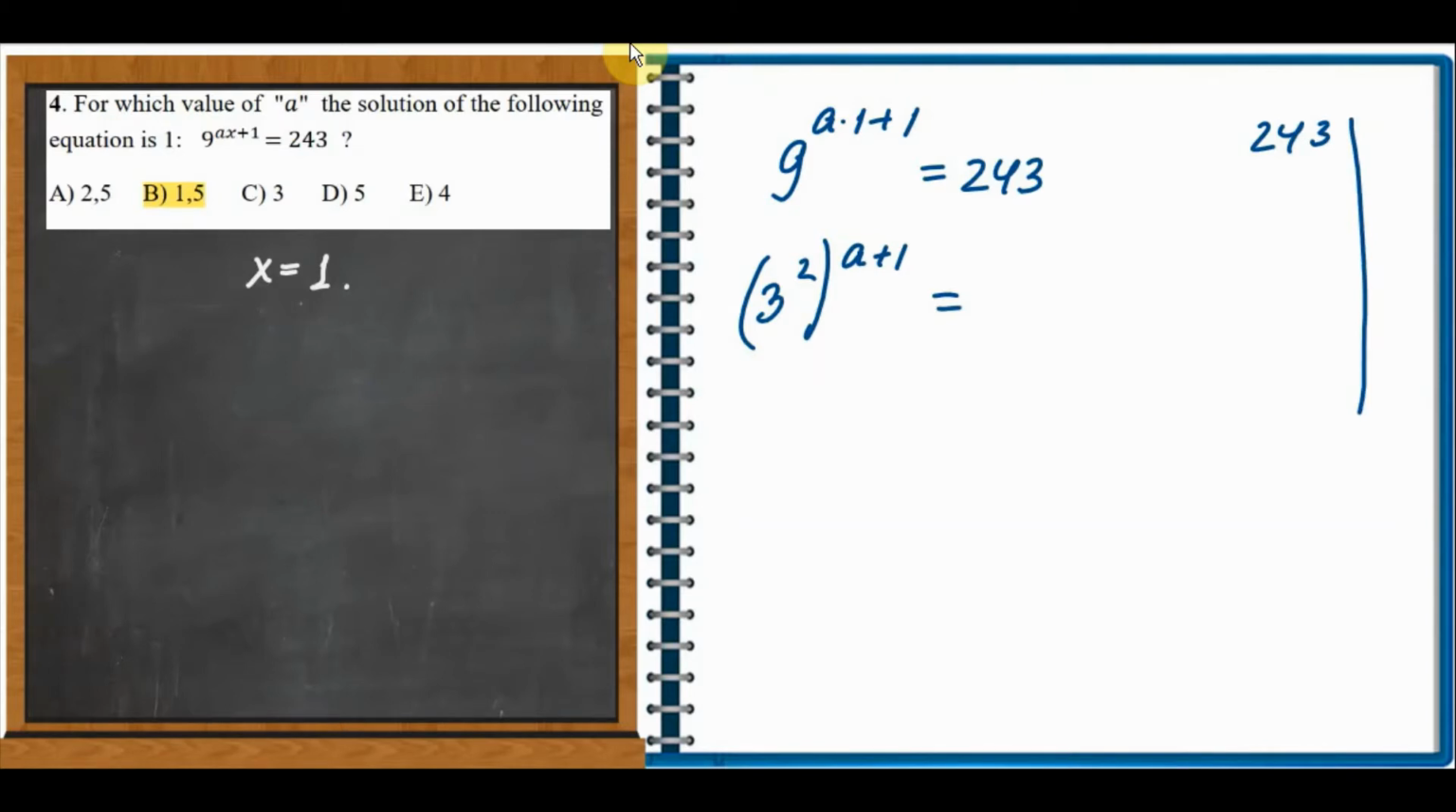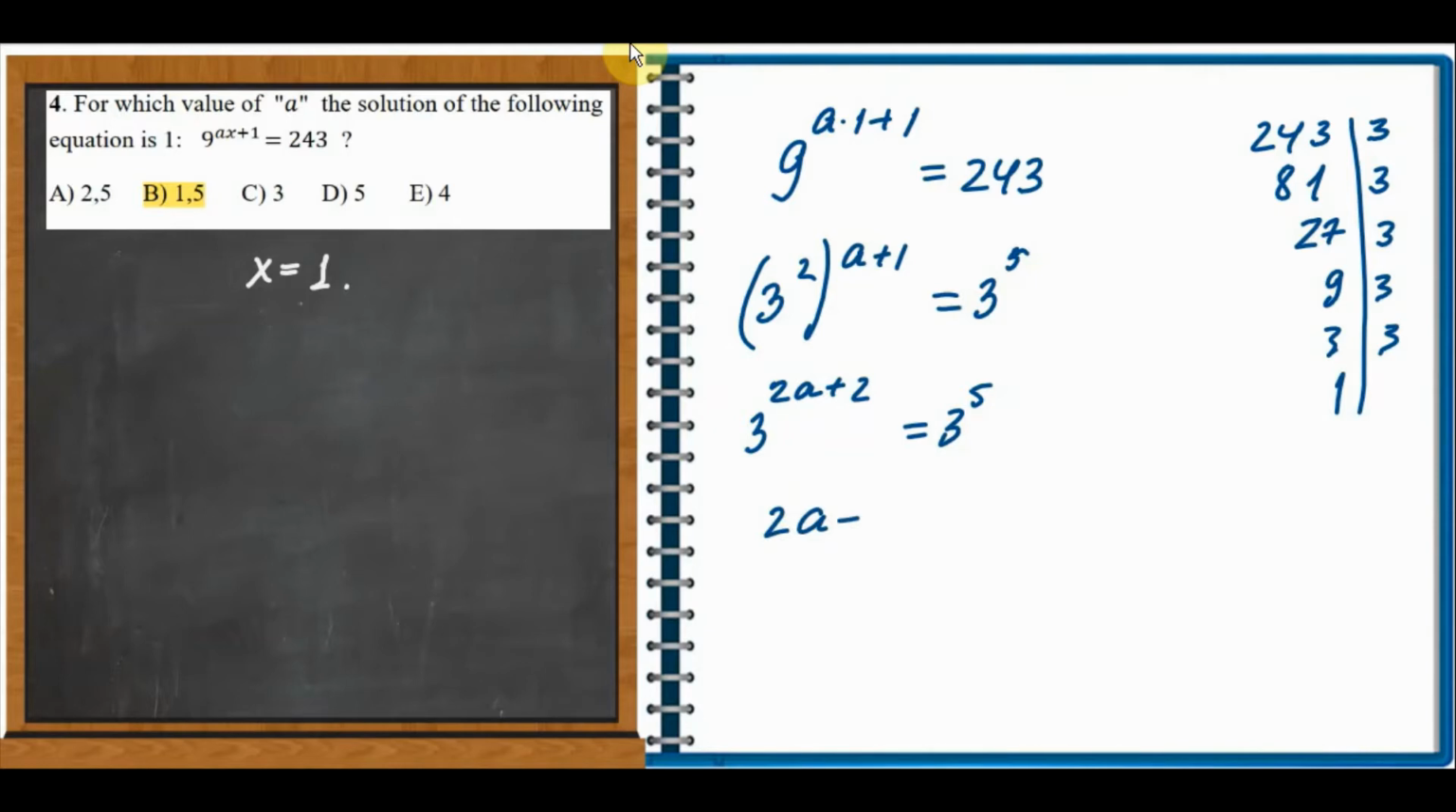This is divisible by 3. So we'll get 81, divided by 3 is 27, divided by 3 is 9, divided by 3 is 3, divided by 3 is 1. That's basically 3 to the power of 5. And let's show the first as a single power of 3. It will be 2a plus 2 equals 3 to the power of 5. Now, since bases are equal, we must equalize the powers. 2a plus 2 equals 5, 2a equals 3, a equals 3 over 2, which is 1.5. That's the correct answer. The correct answer is B.